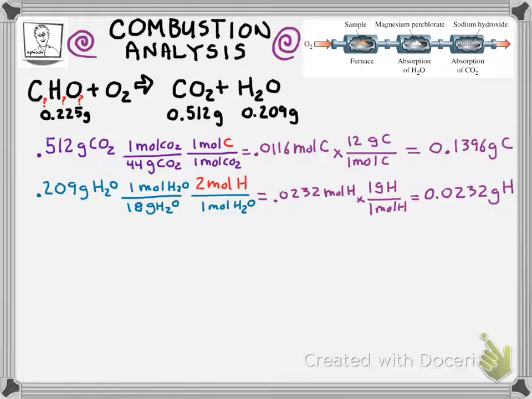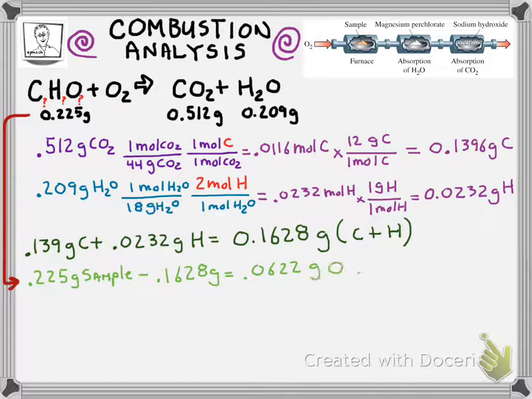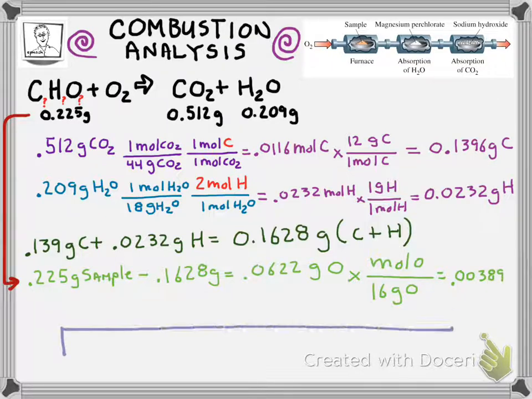Okay, so now what have we done? We got the grams of carbon in the compound and grams of hydrogen in the compound. So if we add those together, we're going to have the total mass of the carbon and hydrogen in the compound. And we're going to use that because if you subtract that number from the total mass of the compound, then you're going to get the mass of the oxygen that was in the compound. So 0.225 grams was the mass of the sample, so that's got the carbon, hydrogen, and oxygen. Subtract the carbon and hydrogen, and what you got left is going to be the grams of oxygen. And we're going to go ahead and convert that to moles of oxygen as well.